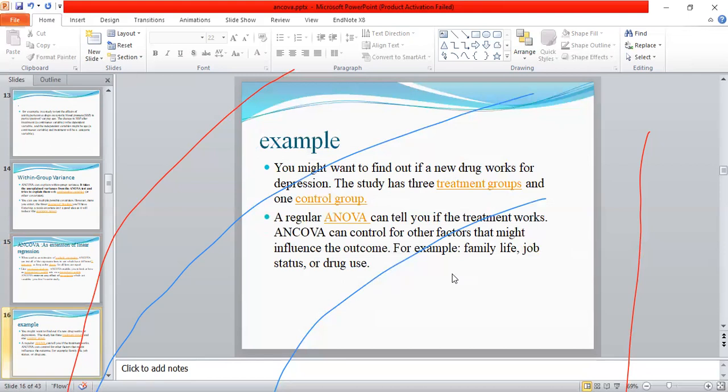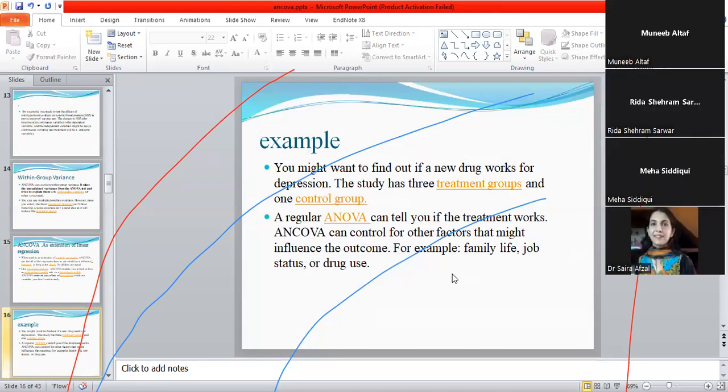For example, you might want to find out if a new drug works for depression, and the study has three different treatment groups and one control group. A regular ANOVA can tell you if the treatment works. ANCOVA can control for other factors that might influence the outcome. For example, family life, job status and drug use can affect depression.